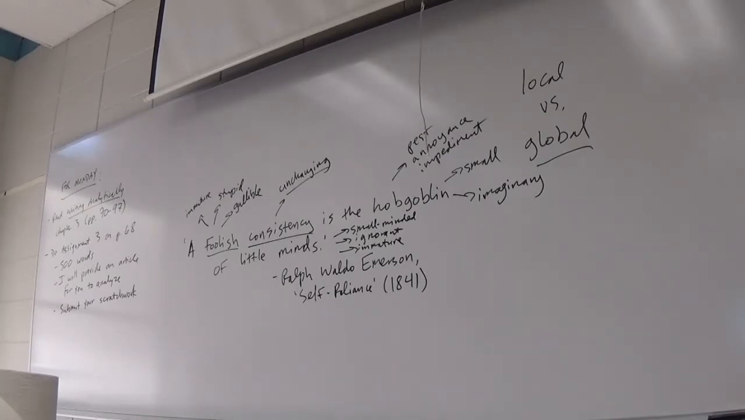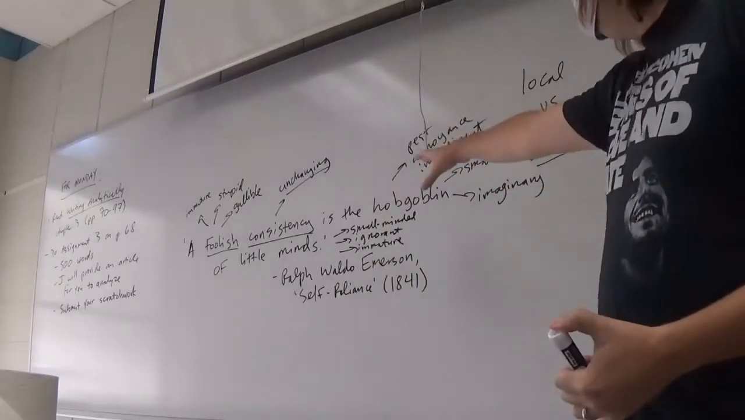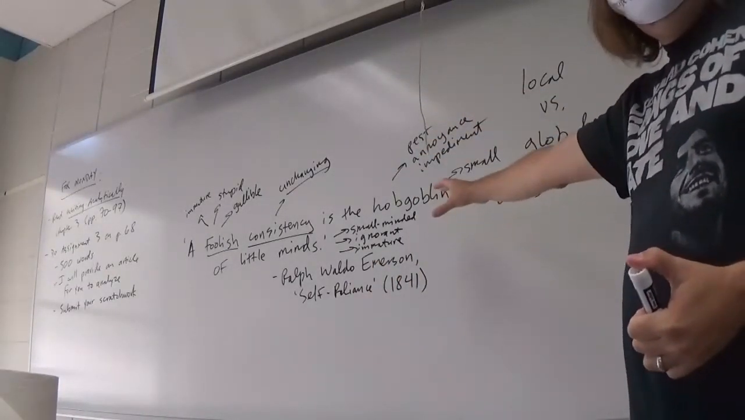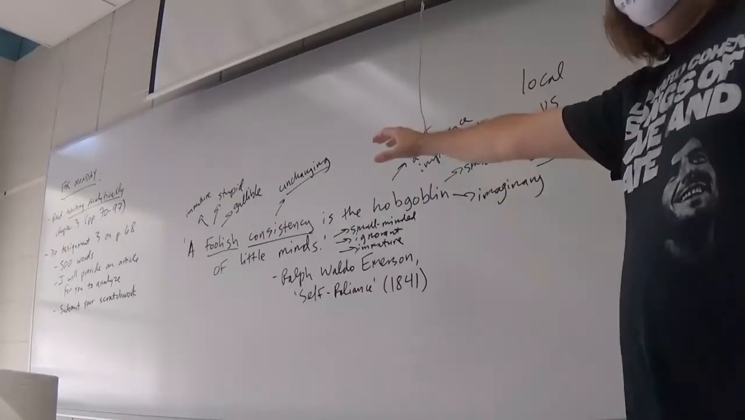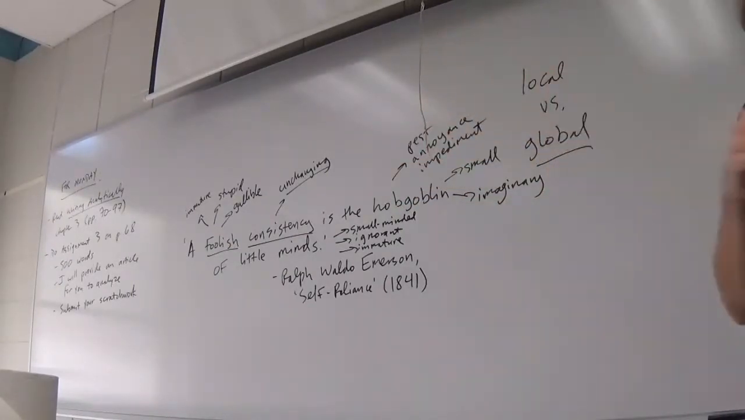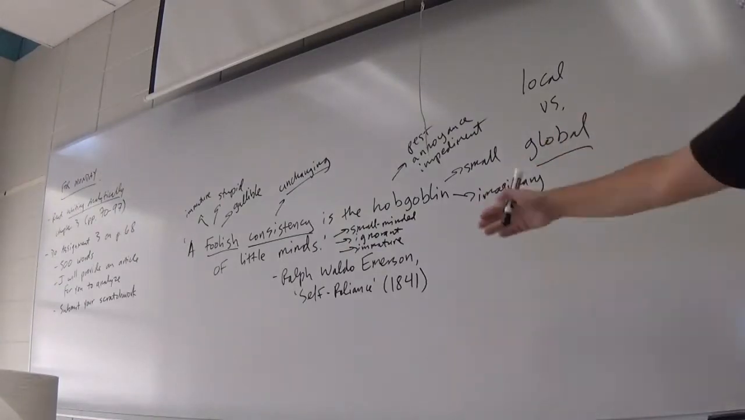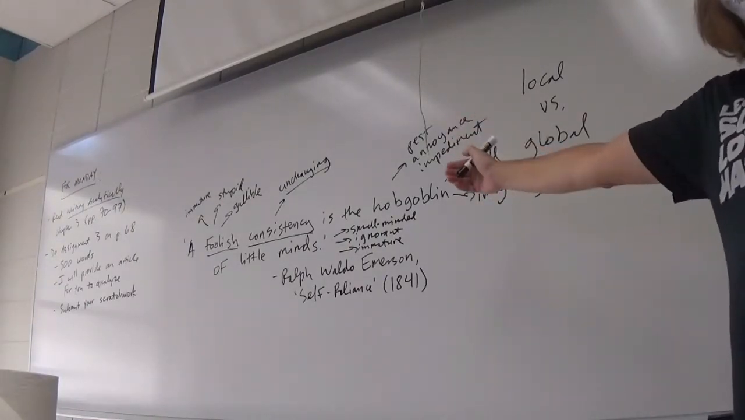A foolish consistency is the hobgoblin of little minds. What does this mean? Like being stuck in the same ways and you know they're wrong. And you know it's wrong, you're small-minded, and that's annoyance. Exactly. The basic idea here is that sticking to your guns no matter what happens, even when you've been proved wrong, is a mark of immaturity and of small-mindedness, right?